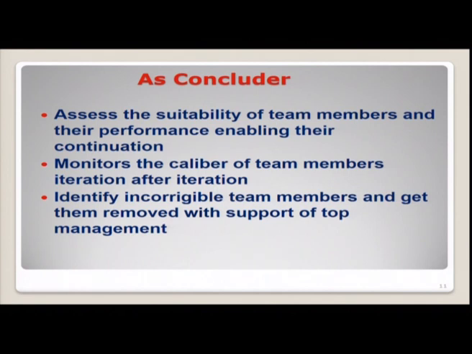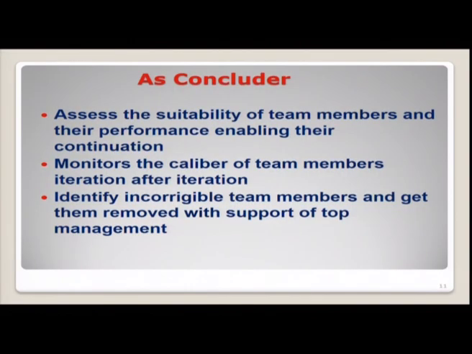So it is the responsibility of the Agile coach to monitor the caliber of each and every team member iteration after iteration, and he should identify the incorrigible team members and get them removed with the support of top management. He has to inform the top management that if a team member is not willing to work, is not able to accommodate, or is not able to collaborate with the team, then it is not a good decision to have him in the team. So he has to identify incorrigible team members and get them removed with the support of the top management.